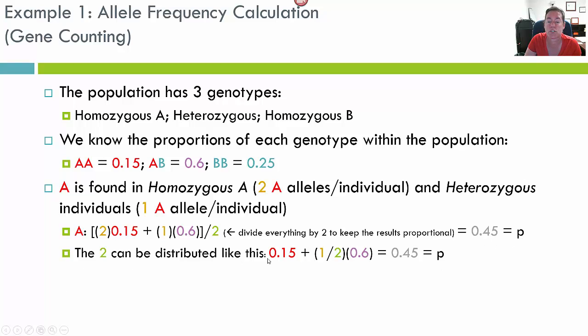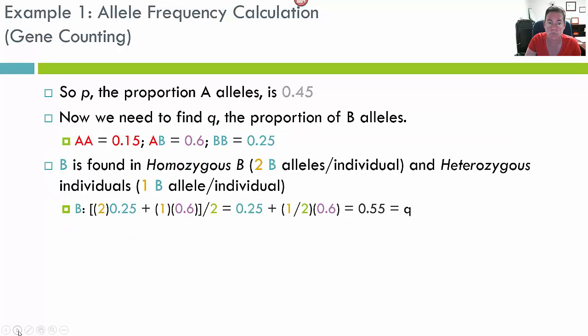The 2 can be distributed like this: 0.15 plus 1/2 times 0.6 equals 0.45, which is P. So you can calculate it in a variety of ways and still get the correct answer. So P is the proportion of A alleles, and that equals 0.45.